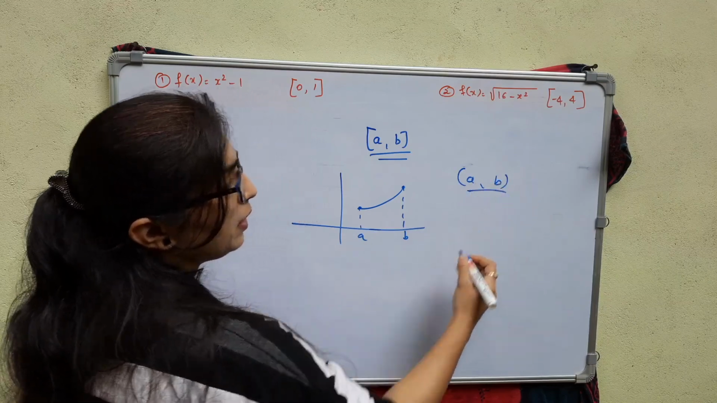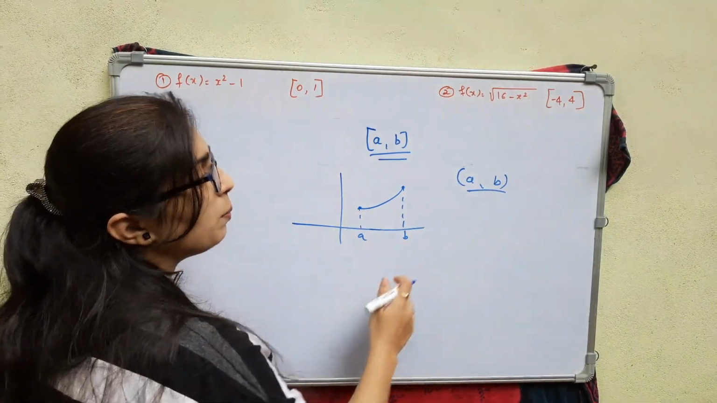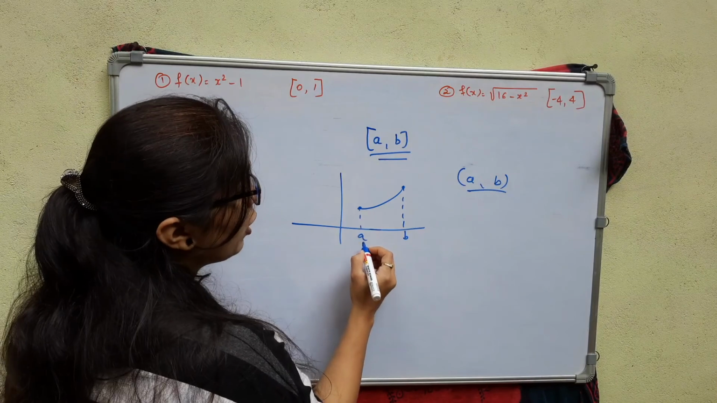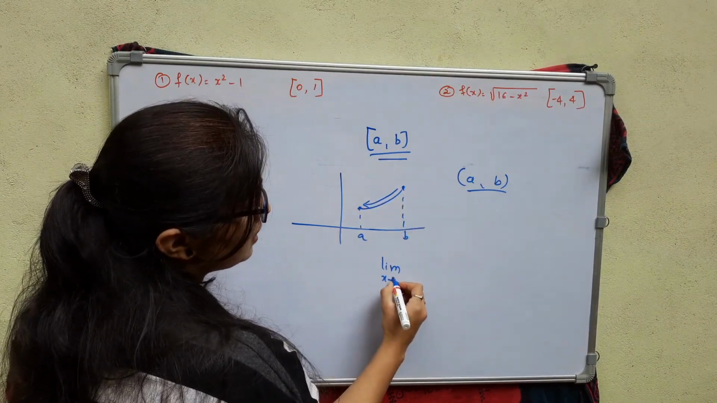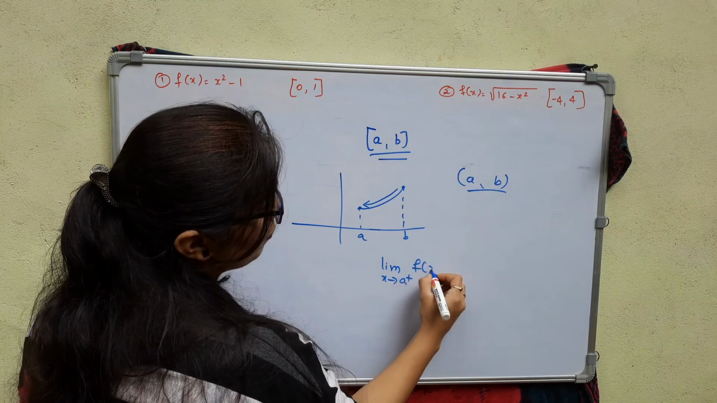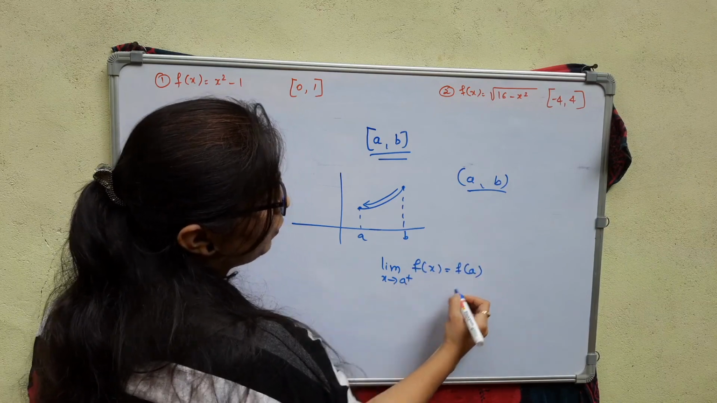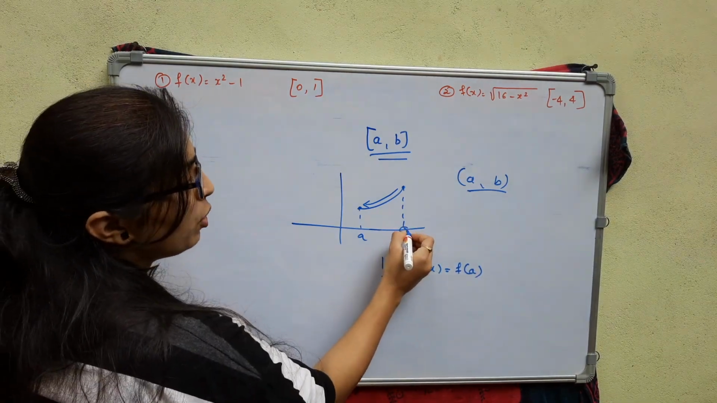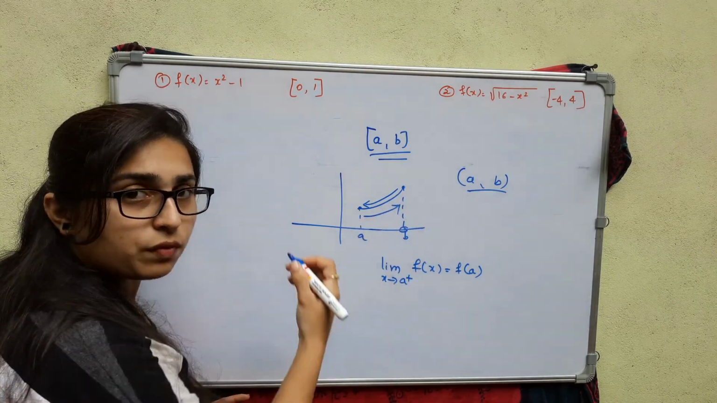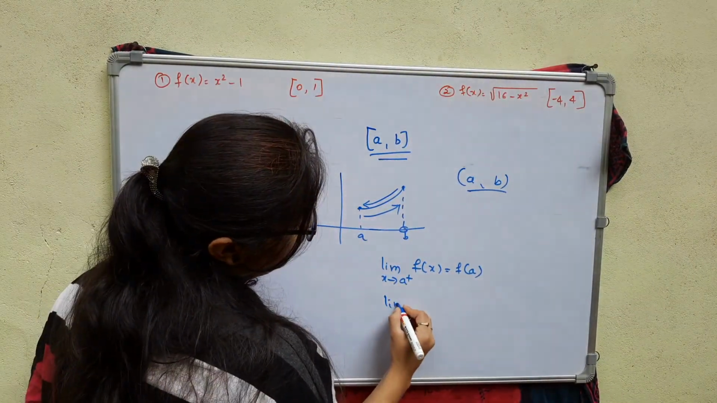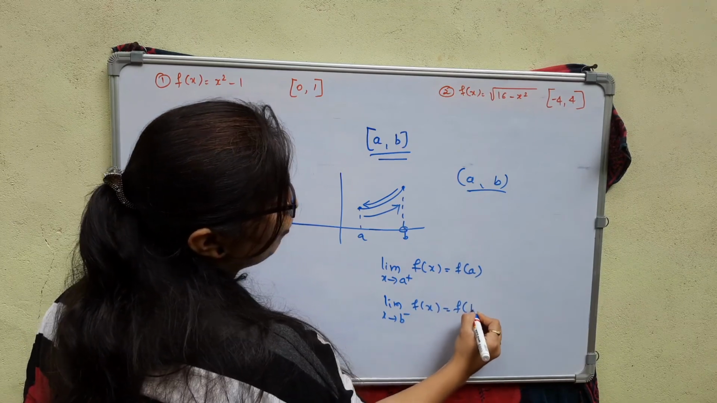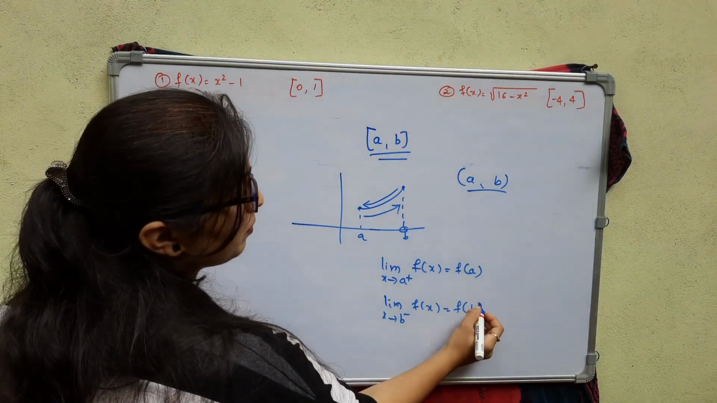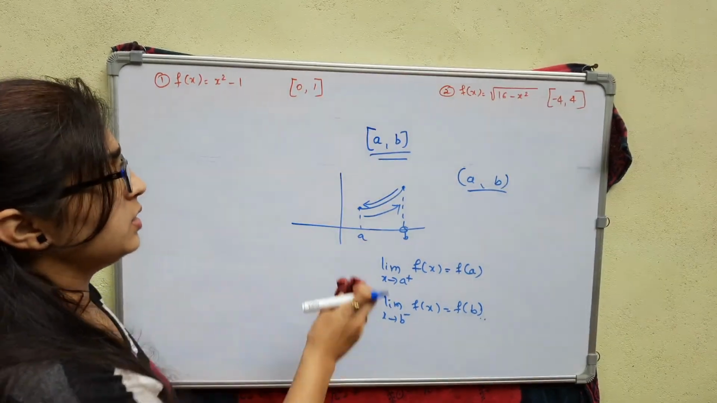open interval (a, b). f of x should be continuous in this open interval, and at the point a it should be continuous from the right. That means the limit as x approaches a from the right of f of x should be equal to f of a, and at the point b it should be continuous from the left. So the limit as x approaches b from the left of f of x is equal to f of b. So we will see this.